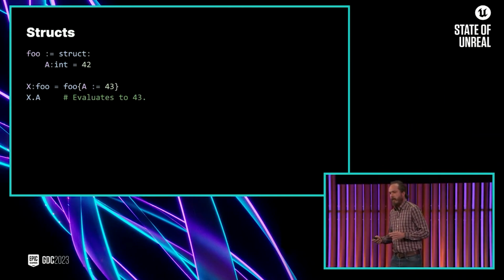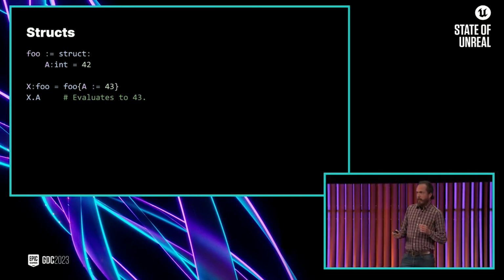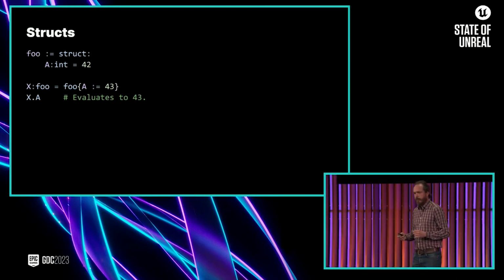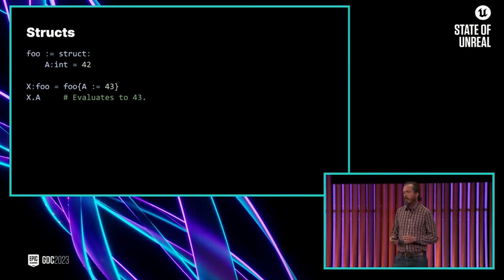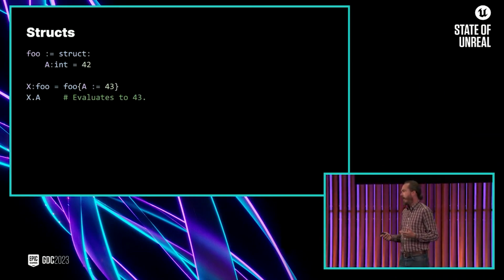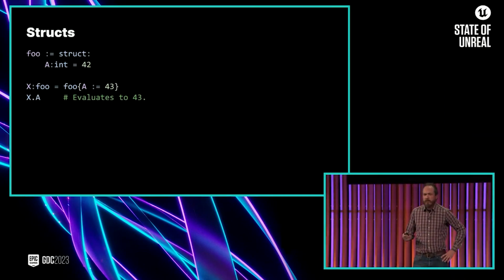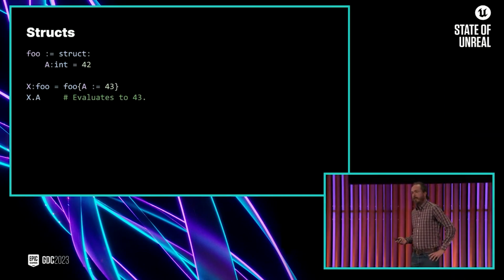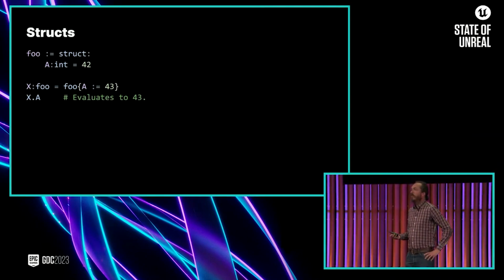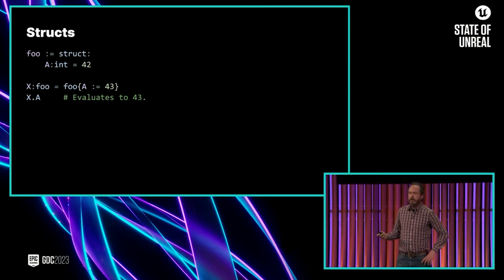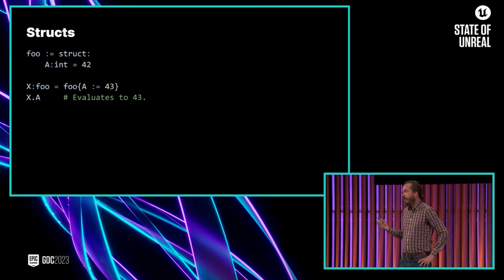Another thing happening here is that I have given the A member a default value of 42. So if I instantiated foo without specifying the value, A would be 42. But here, as you can see on the second to last line, I'm instantiating foo with A being overridden with the value 43. So then later when I say x.a, I get 43 instead of 42.